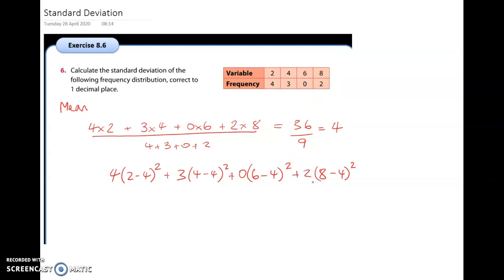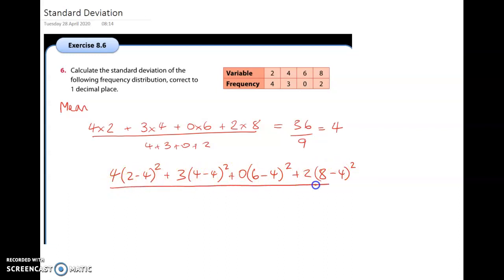Twice. So what have I got there? I've taken each variable and found how different it is from the mean. I have to square each of those differences, and multiply each of those squares by how many times it occurred. So 4 lots of (2 take away 4) all squared, 3 lots of (4 take away 4) all squared, no lots of (6 take away 4) all squared, and 2 lots of (8 take away 4) all squared. So that's what I've been talking through there.